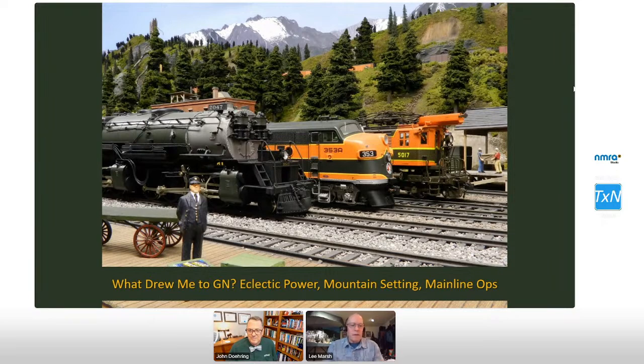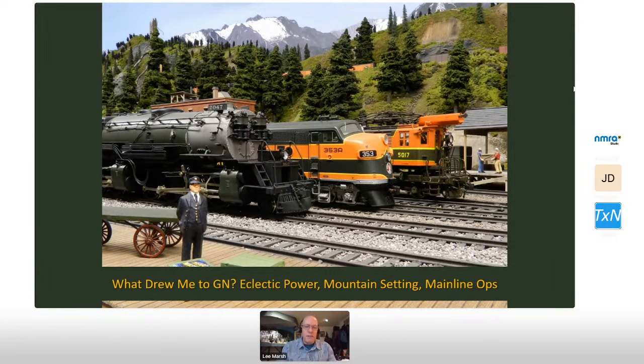So what drew me to the Great Northern is its eclectic power. You see this large articulated locomotive on the left. It was on the previous slide. Some of the diesels of the transition era and the electrics that they ran over the Cascade Mountains. Additionally, the mountain setting and mainline operation. So that's why I got into this particular location and railway.